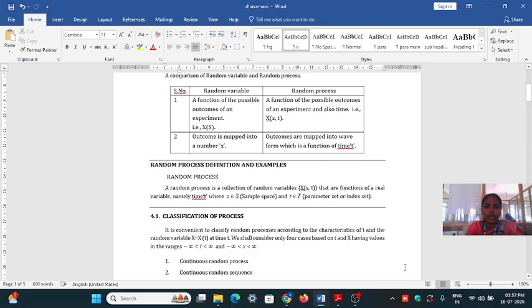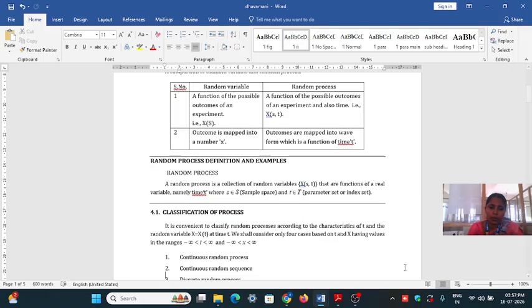Next, random process definition and examples. A random process is a collection of random variables, that means the sequence X(s, t) that are functions of a real variable, namely time t, where s belongs to S. S is nothing but the sample space and t belongs to capital T. T is nothing but the parameter set or index set.